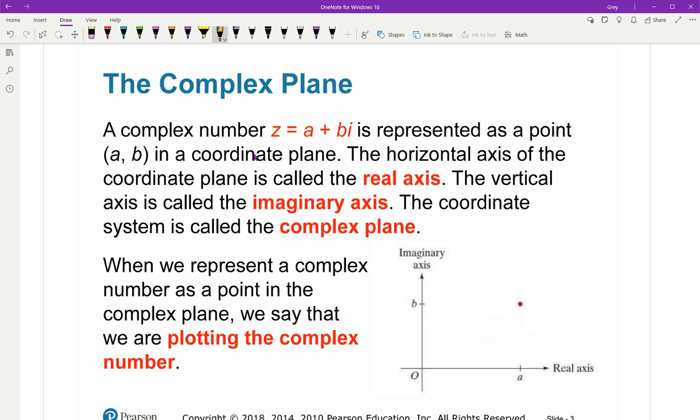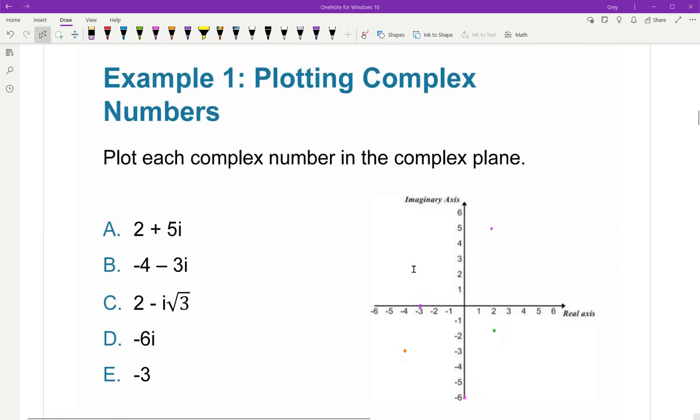So this point that I have in here now is z equal to a plus bi. I went a units on the real axis and up b units on the imaginary axis, which is why it looks like that ordered pair. Again, not hard. We're going to do some examples here.